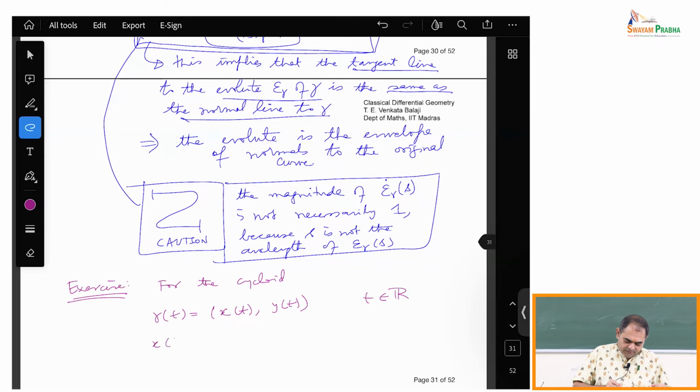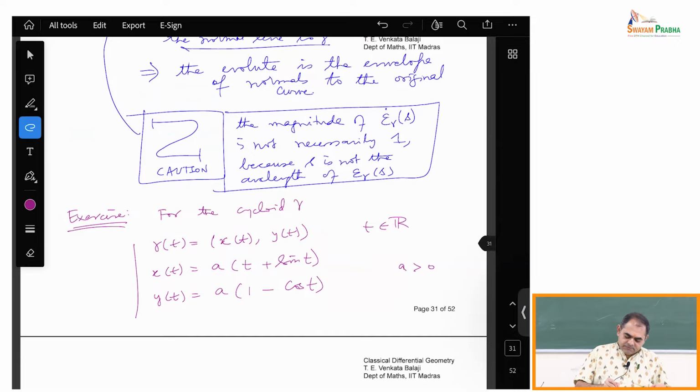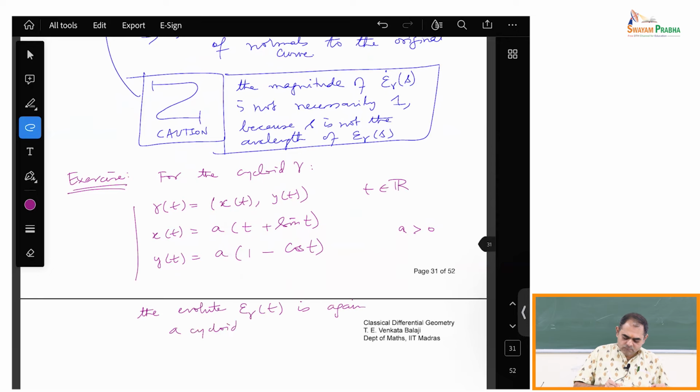So x of t is equal to a times (t minus sin t), or t plus sin t. y of t is equal to a times (1 minus cos t), where a is positive. If I call this curve gamma, the evolute of gamma, e gamma of t, is again a cycloid. This is something that you can verify.